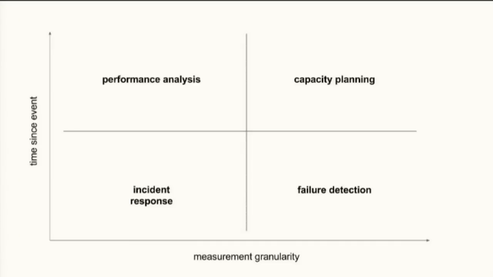And here is a terrible false dichotomy of two particular axes I chose of those things, right? The granularity of how you're going to measure affects whether you're doing performance analysis versus capacity planning, which is looking into the future, so it doesn't really matter if you have microsecond granularity. The time since the event occurred probably tells you whether you're responding immediately to a failure or trying to understand a failure well past when it occurred so you can prevent it happening again. Today I'm only going to talk really about failure detection, because obviously this is a big topic.